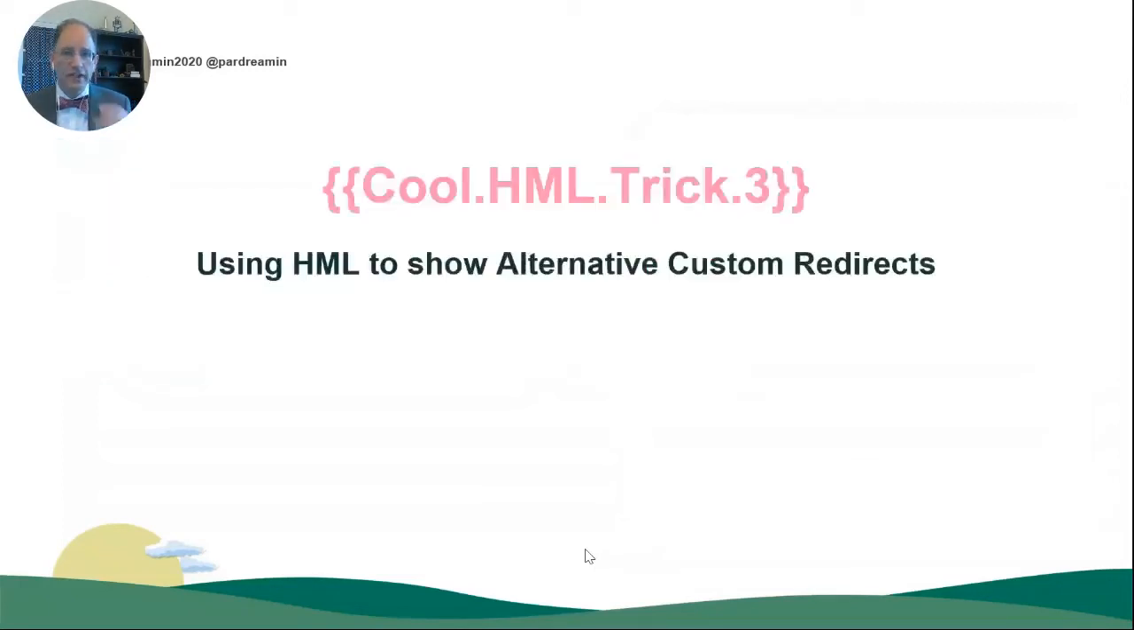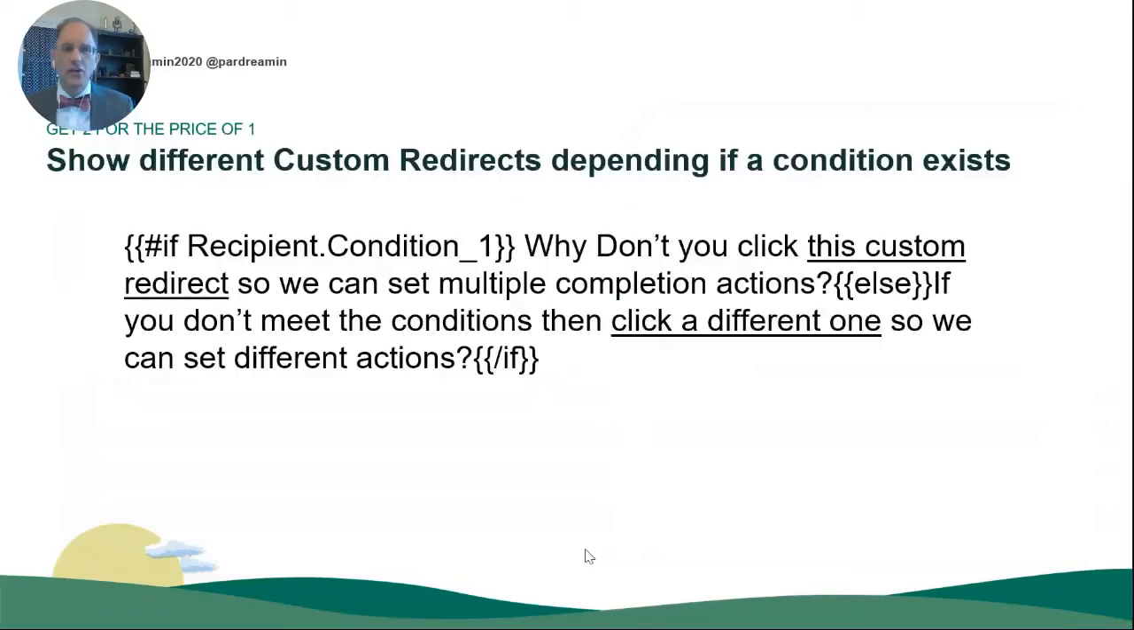All right, trick number 3. Using HML to show alternative custom redirects. So let's suppose you had 2 different conditions that you wanted to show, and you wanted to have a custom redirect with some kind of a completion action on it. So if condition 1 exists, you could show one custom redirect, which has a certain type of completion action on it. And if that condition is not populated, then you could show a different one.